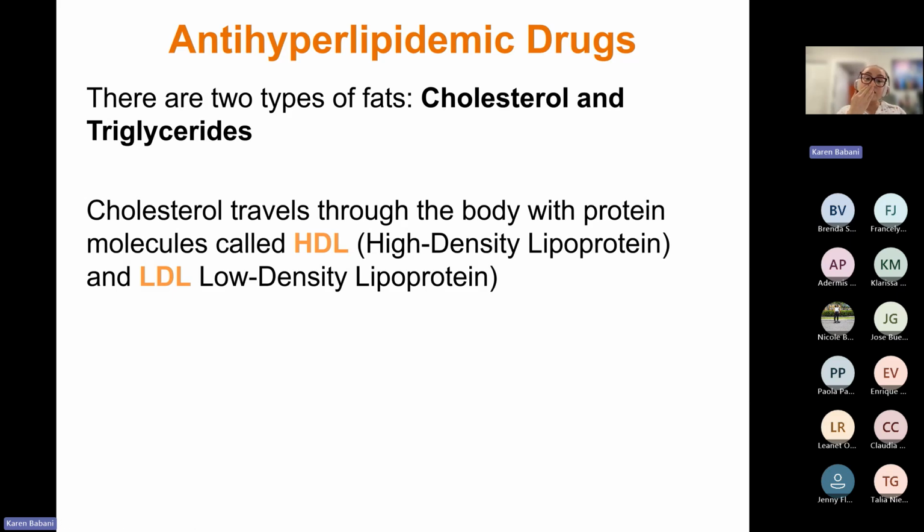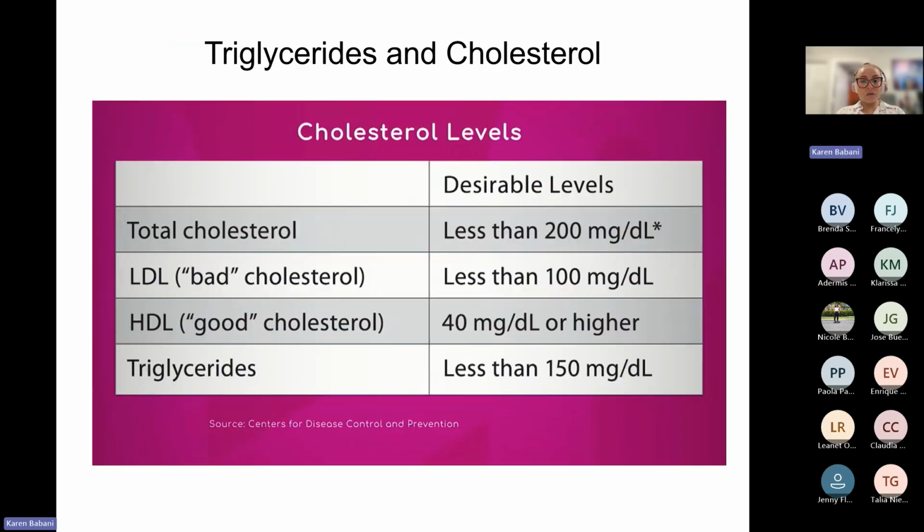Antihyperlipidemics. This is easy. These are medications to lower the cholesterol. Remember, you have 2 different types of fats, cholesterol and triglycerides. Cholesterol travels through the body with protein molecules called HDL, which is why you want these numbers high. And then you have your LDL. Remember, LDL is the low density, that's the bad one.